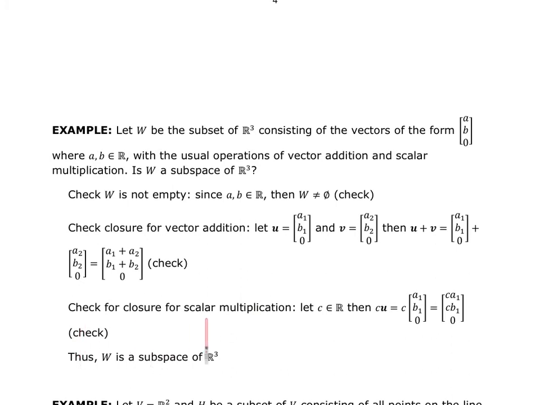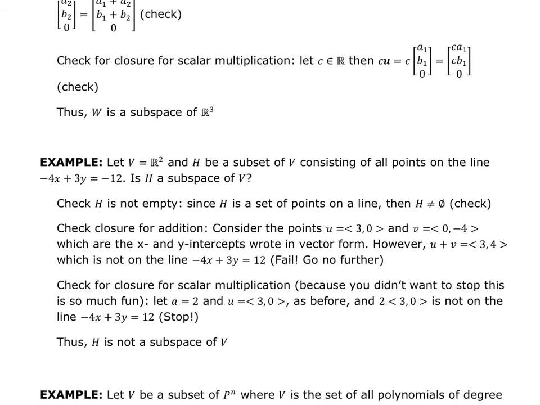Let's look to see if we have closure for scalar multiplication. Say c is just a real number, a scalar. I multiply c by my vector u. Then c times u is (c a1, c b1, 0). And so we have closure for scalar multiplication, check. That means W is a subspace of R3. It's not going to span it, but it is a subspace. We'll get to spanning momentarily.